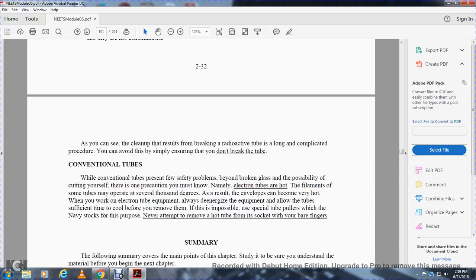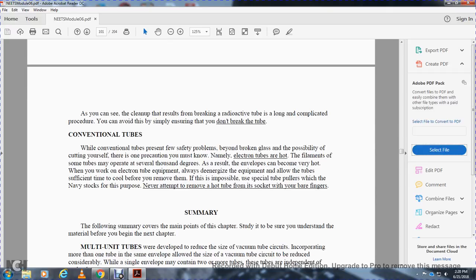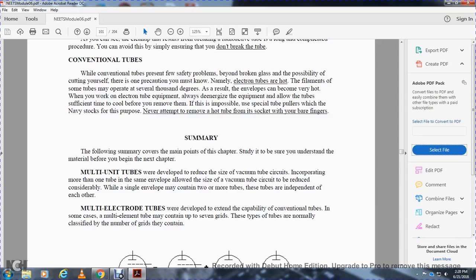Always de-energize the equipment, which will allow the tubes to have sufficient time to cool off before you remove them. If possible, use special tube pullers, which the Navy stocks for this purpose. Never attempt to remove a hot tube from the socket with bare fingers. Chapter 2 Summary.